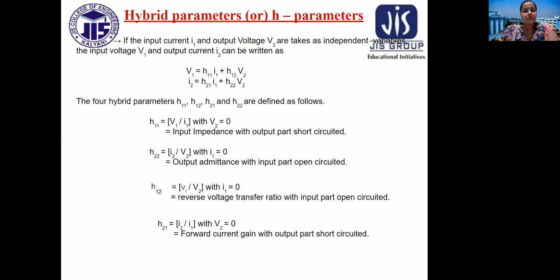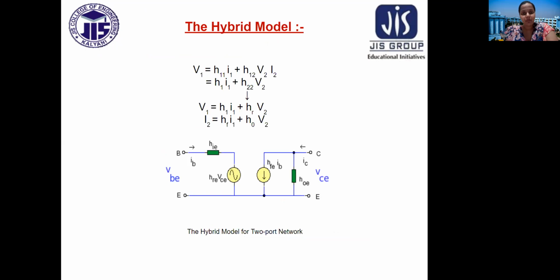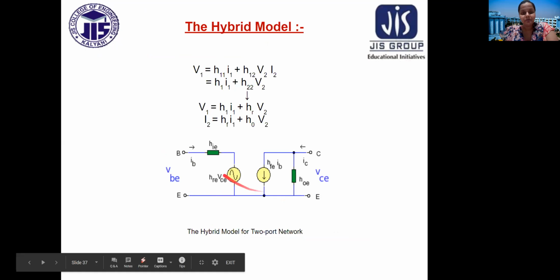Now from them, H11 becomes V1 by I1 if V2 is 0. This is the input impedance with output shorted. H22 becomes I2 by V2 with I1 equal to 0. H12 is V1 by V2 with I1 equal to 0, and H21 is I2 by I1 with V2 equal to 0. These are the four hybrid parameters or H parameters. So this is the hybrid model.